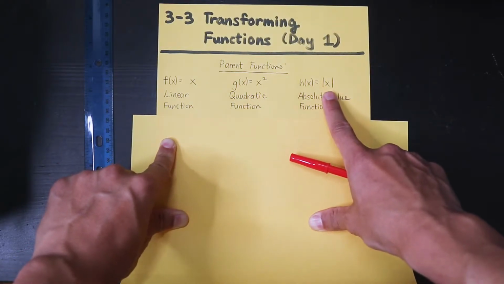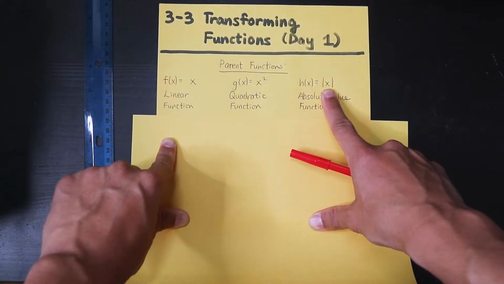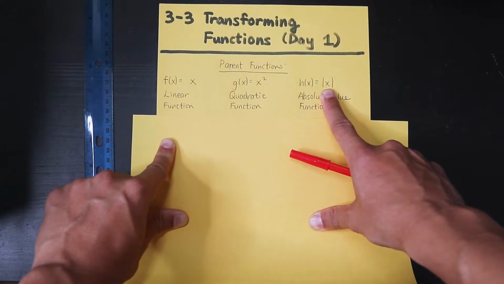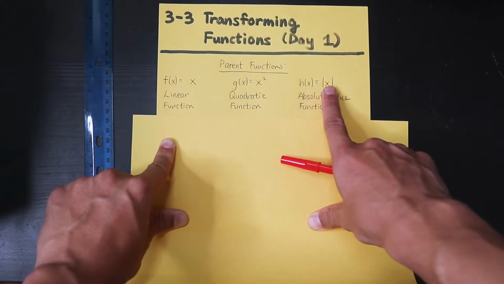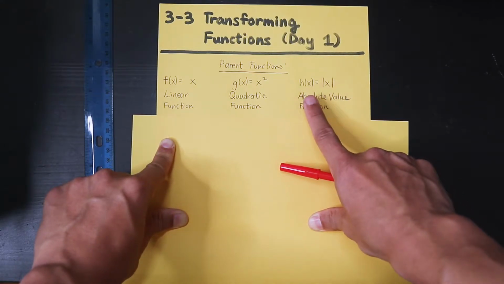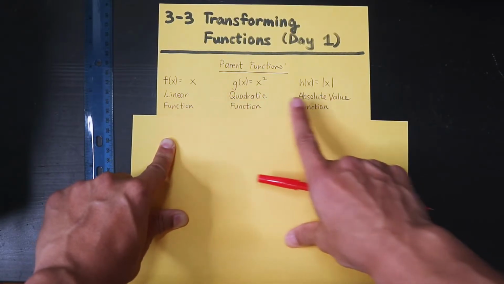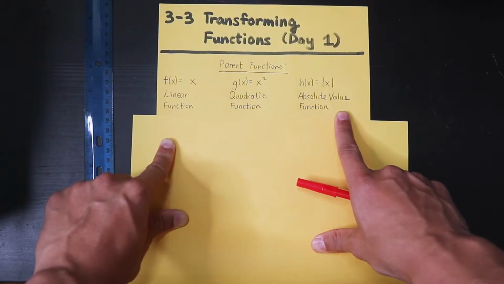And then lastly, we have an absolute value. So in the past, in middle school, you have learned what's absolute value of any number. It's always positive. So whenever you have an absolute value of x, we call it an absolute value function. So these are the 3 parent functions that you're going to learn, and you're going to learn how they look.